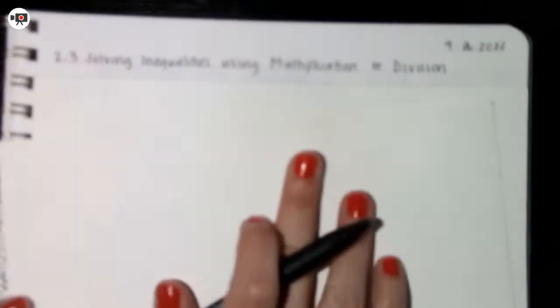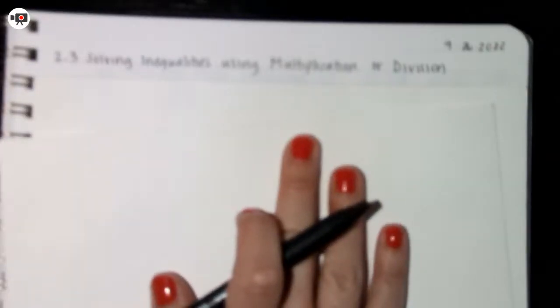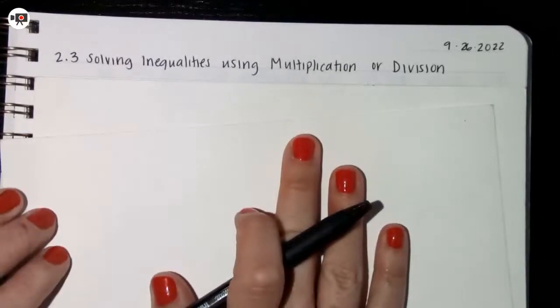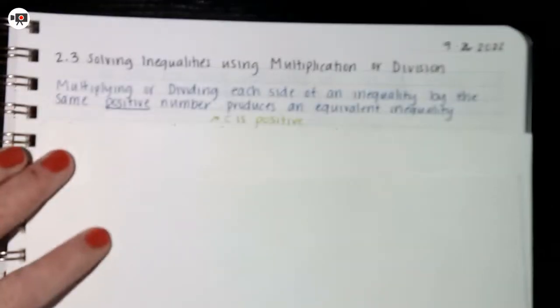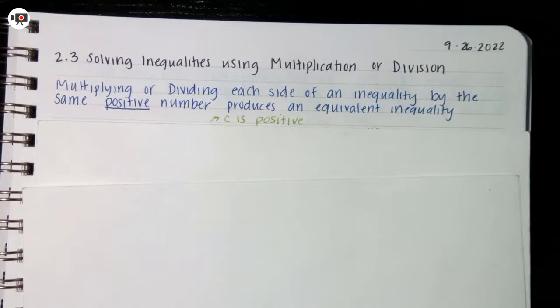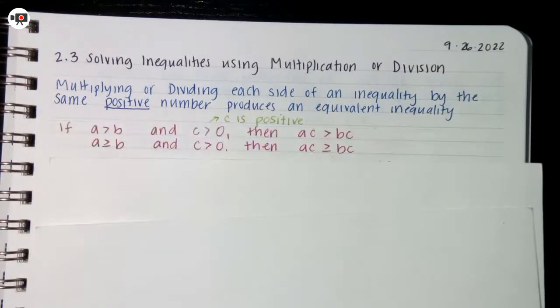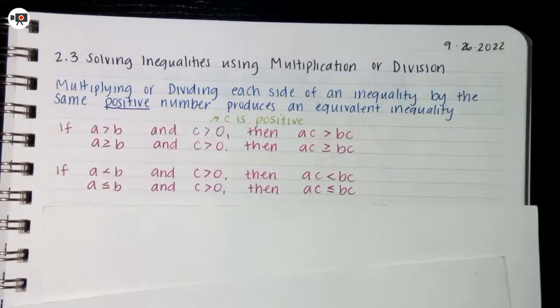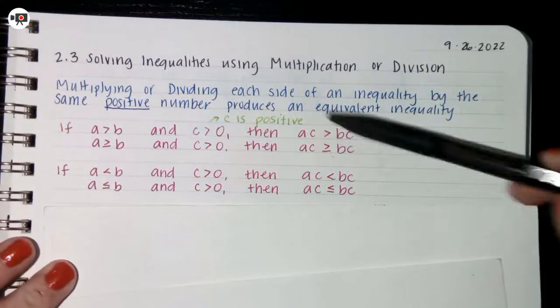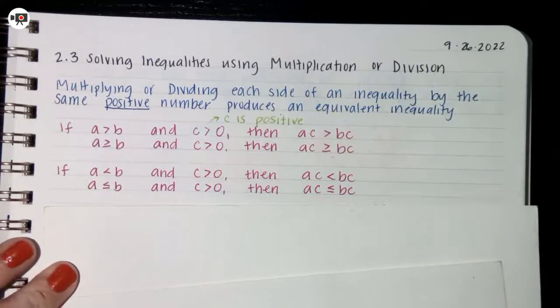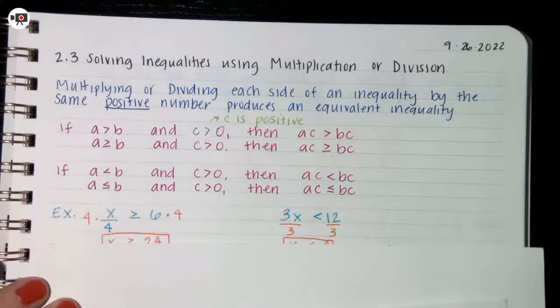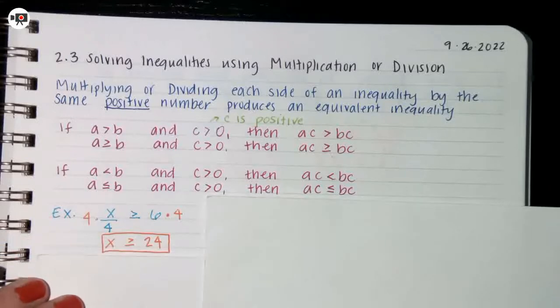This is 2.3, solving inequalities using multiplication or division. So, if we multiply or divide each side of an inequality by the same positive number, it produces an equivalent inequality. So we can see here that if A, and then we have greater than or equal to, less than or equal to, we can see that if we multiply by the same number on each side, it will be equivalent. So let's do a couple examples.